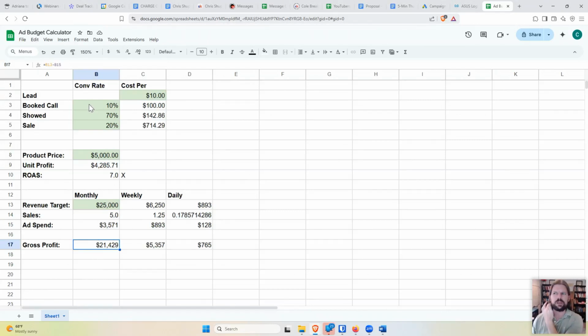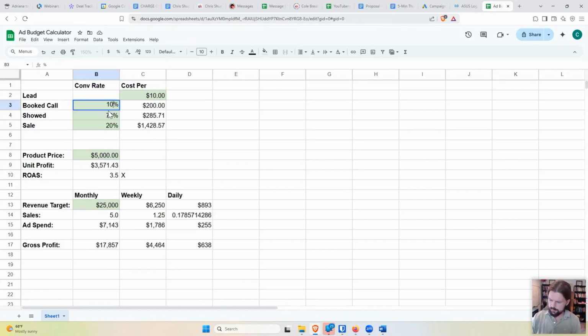And then you can do the same thing with these numbers, right? So let's say that your funnel kind of sucks and you're only getting 5% booked calls. Then all of a sudden, with all the other numbers the same, your ROAS went down to 3.5x, which is actually still pretty good. You can tell that if you do this right, you leave yourself quite a lot of margin for error.